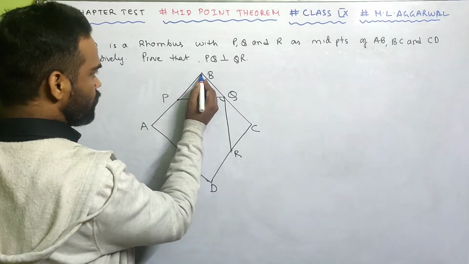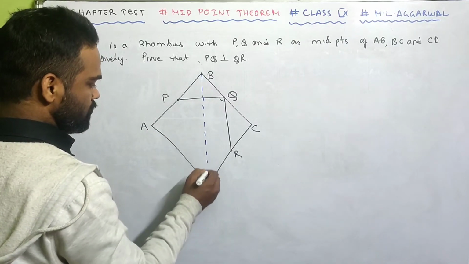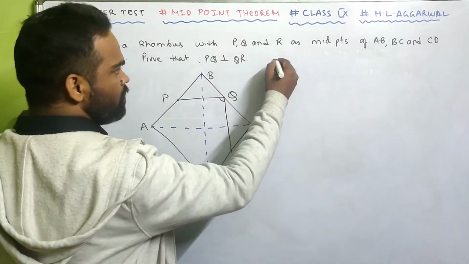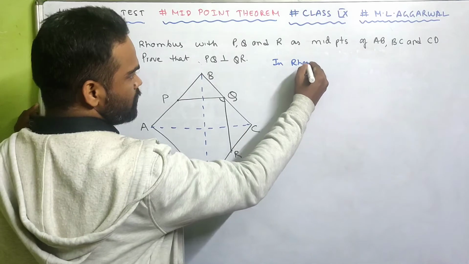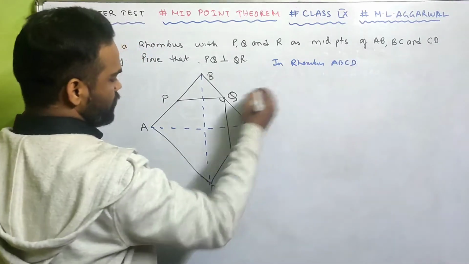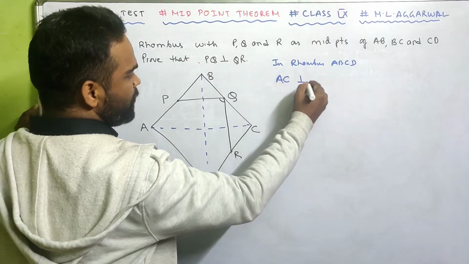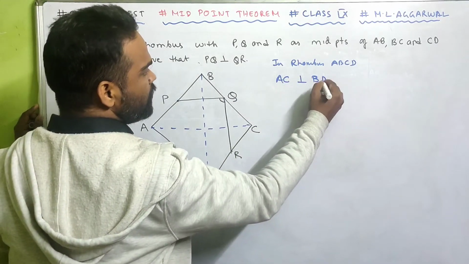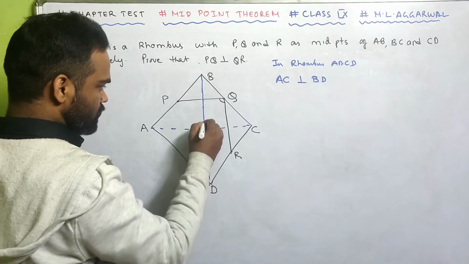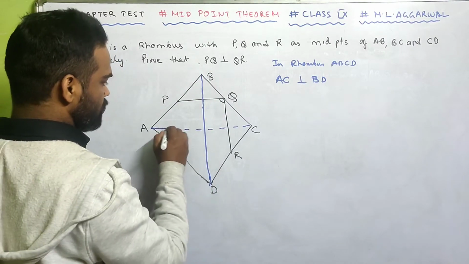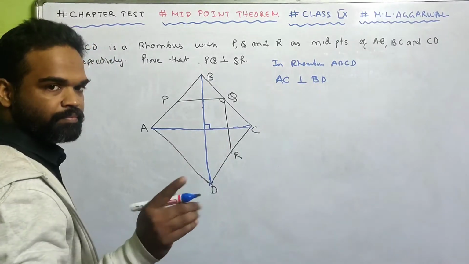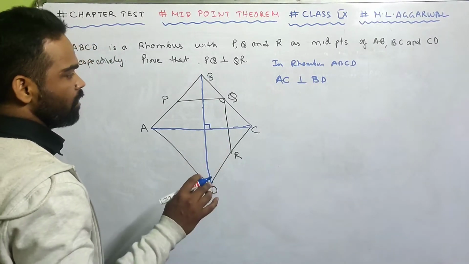I'll draw the diagonals BD and AC. Now in rhombus ABCD, AC is perpendicular to BD. The diagonals are perpendicular, which simply means that this angle is 90 degree. Yes or no? Now look carefully.